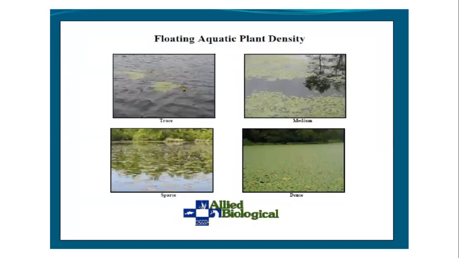And then we talked about a couple different floating aquatic plants as well. So this just gives you a visual idea of how to measure abundance for floating plants. So you can see trace amounts, there's just a few plants floating there on the surface. And by the time you get up to dense, most of the surface of the water is covered with the plant at that time.